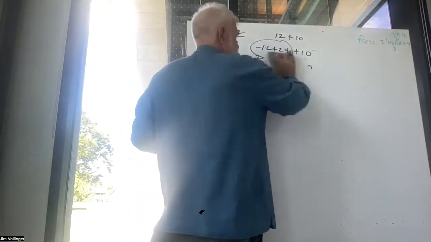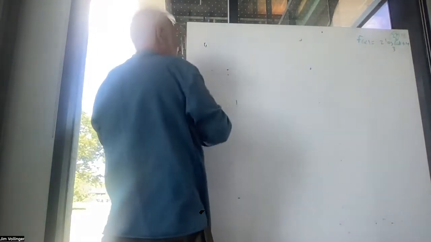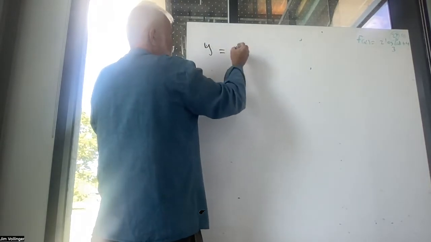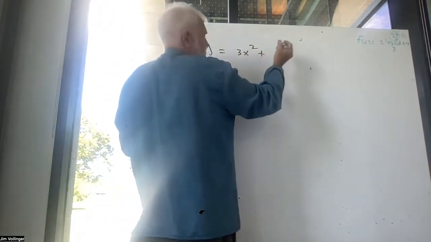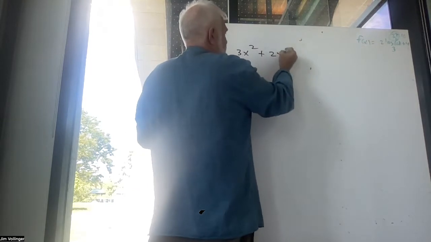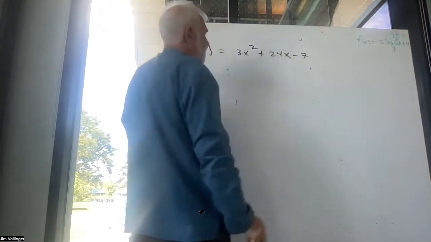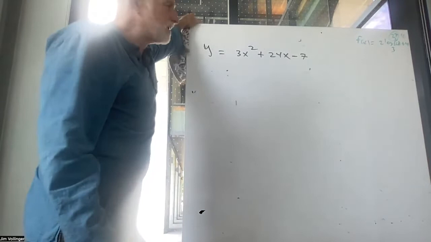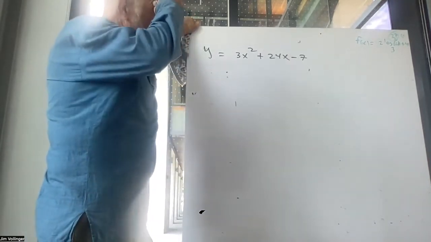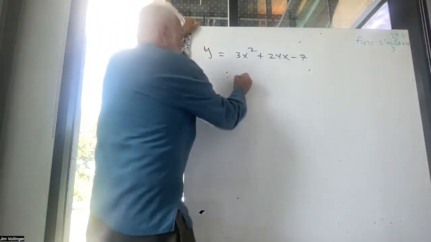Next one. Go back to the positive. y equals 3x squared plus 24x minus 7. Let's try that. 3x squared plus 24x minus 7. And so what do we have? We have the gift.